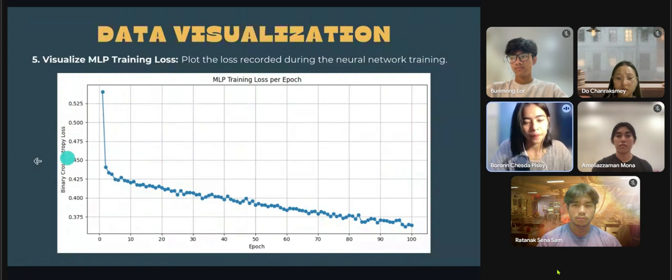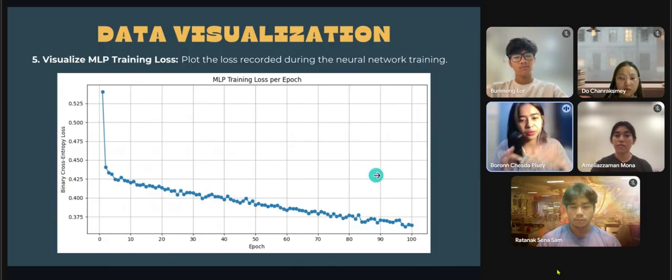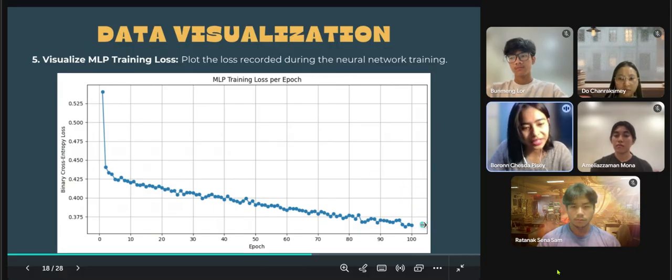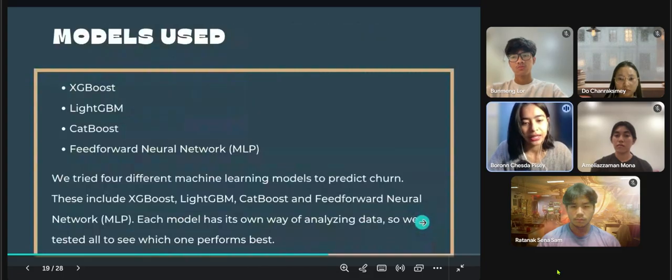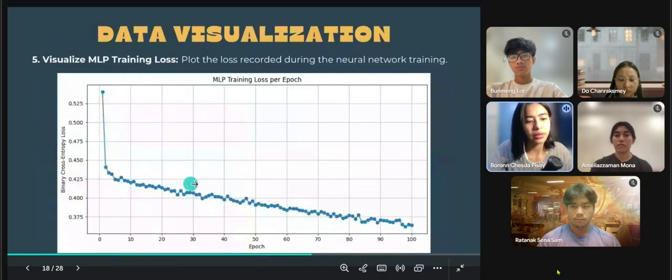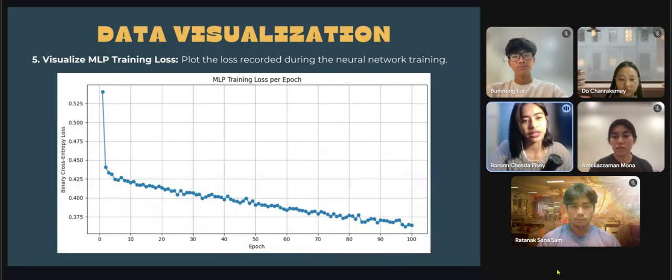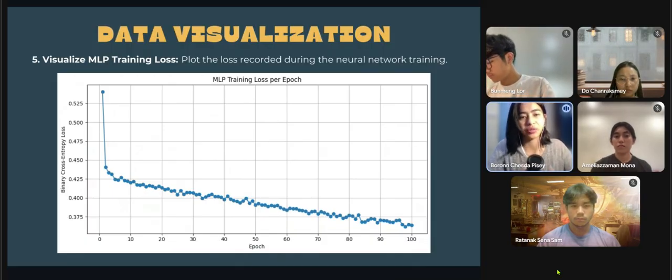And finally, the MLP training loss per epoch. We see there was a significant decrease in binary cross entropy loss from 0.52 to around 0.37 over 100 epochs, indicating effective learning. The loss dropped sharply in the initial epochs and then gradually stabilized with minor fluctuations, suggesting convergence. So this trend reflects a well-trained model with improving predictive accuracy over time.